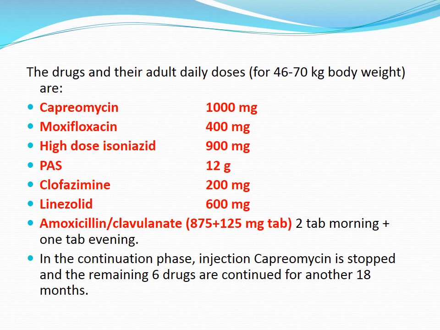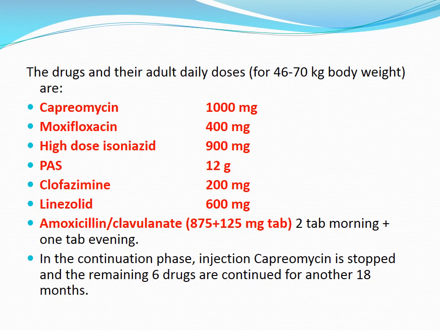Next is para amino salicylic acid, almost 12 gram of the dose is given, very high dose of para amino salicylic acid. Next drug is clofazimine 200 milligram. Then the next is linezolid 600 milligram, and the next is the amoxicillin and clavulanic acid combination, that is amoxicillin clavulanate.